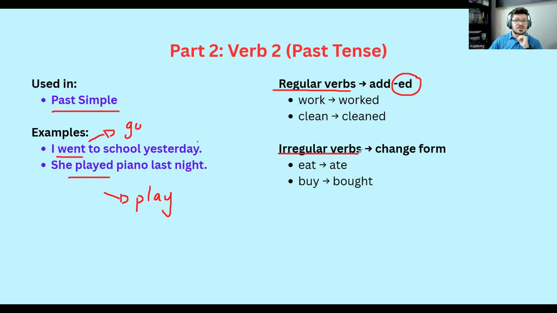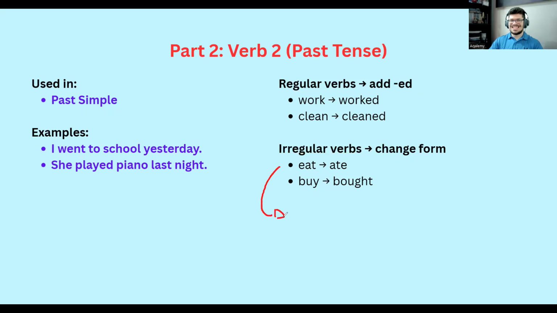Irregular verbs, this one is a problem. The word changes. The form changes. So eat becomes ate. Buy becomes bought. Some people make this mistake. If they want to use eat in past tense, they will say, I eated the food yesterday. It's wrong, because it is an irregular verb. Some people will say, yesterday I buyed a new phone. It's wrong because buyed is not a word in English. It's bought.